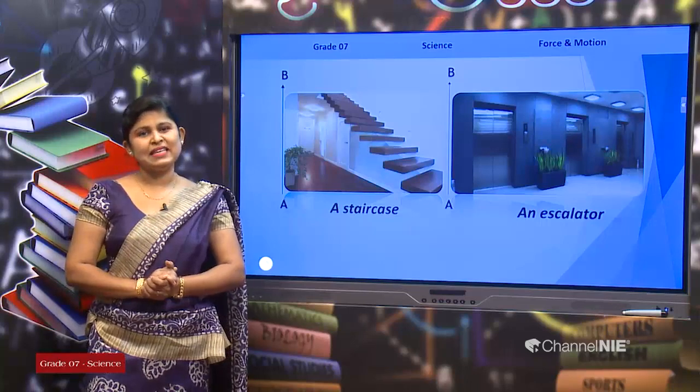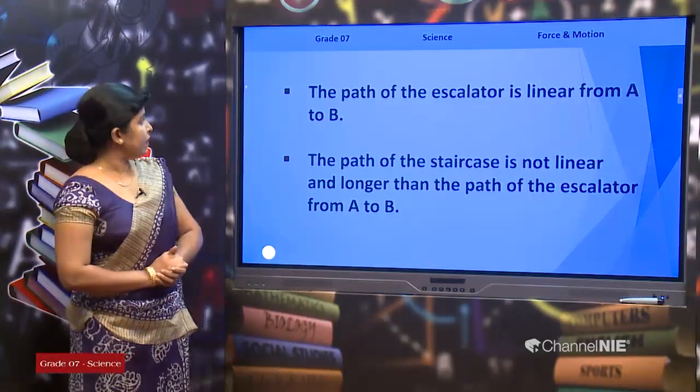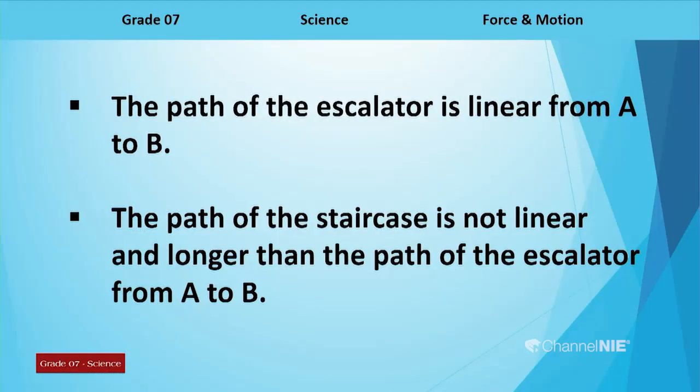As you think, which method is the easiest method? Yes, definitely you will answer me, using the escalator is easier than using the staircase. Why? The path of the escalator is shorter and it is linear than the path of the staircase. Through our experiences, we know that going along an escalator is easier, because the path of the escalator is shorter and linear. The path of the staircase is longer than the path of the escalator. Now, the path of the escalator is linear from A to B. The path of the staircase is not linear and is longer than the path of the escalator from A to B.